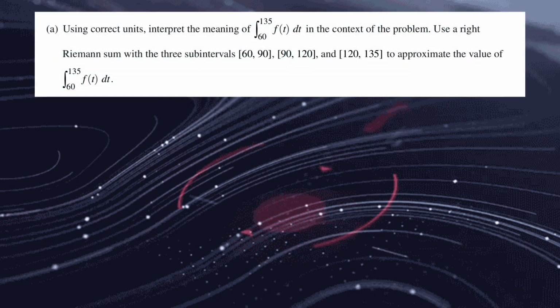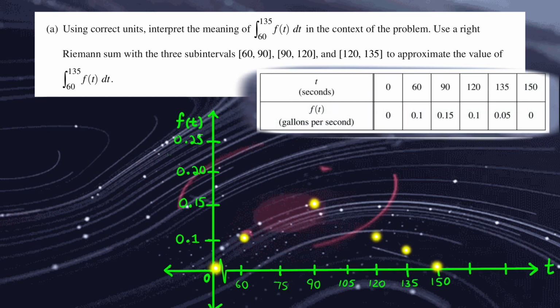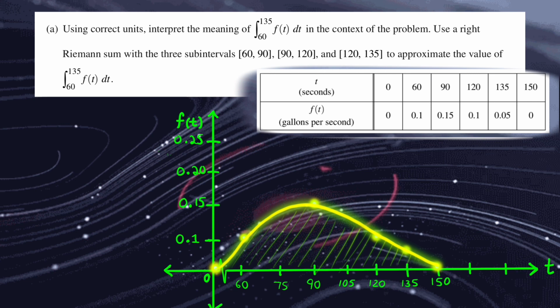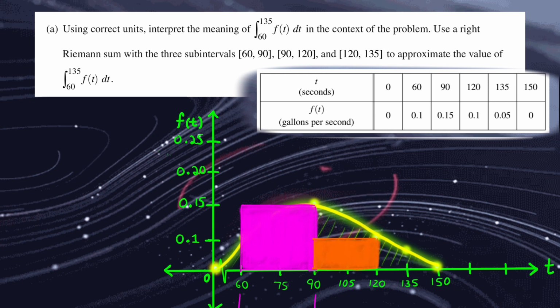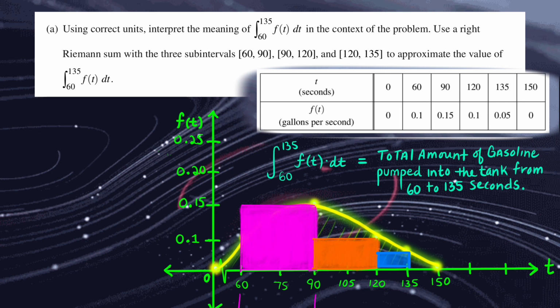Alright, so now we're going to calculate the Riemann sum using these three subintervals to approximate the area under the curve, which is the integral from 60 to 135. Breaking it up into the subintervals, the Riemann sum uses rectangle areas to estimate the area under the curve. And this will represent again the total amount of gasoline pumped into the tank from 60 to 135 seconds.